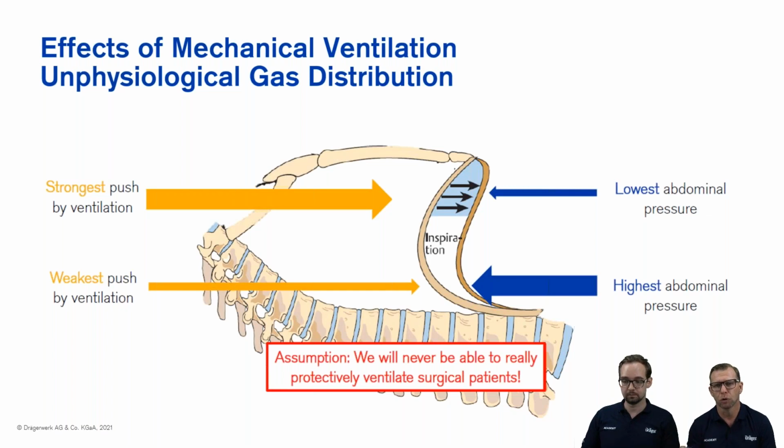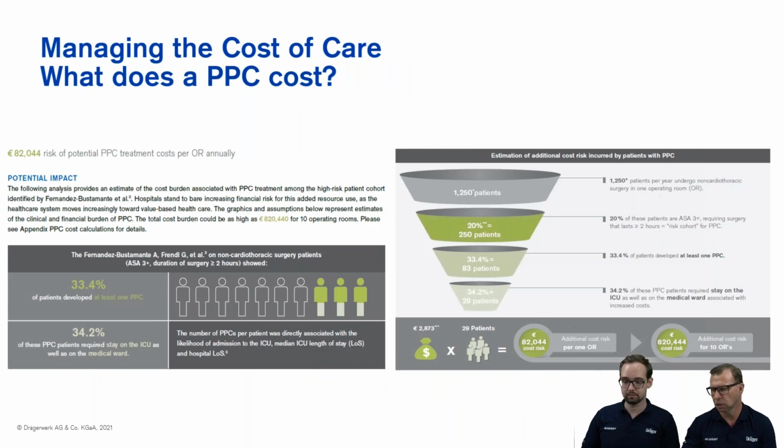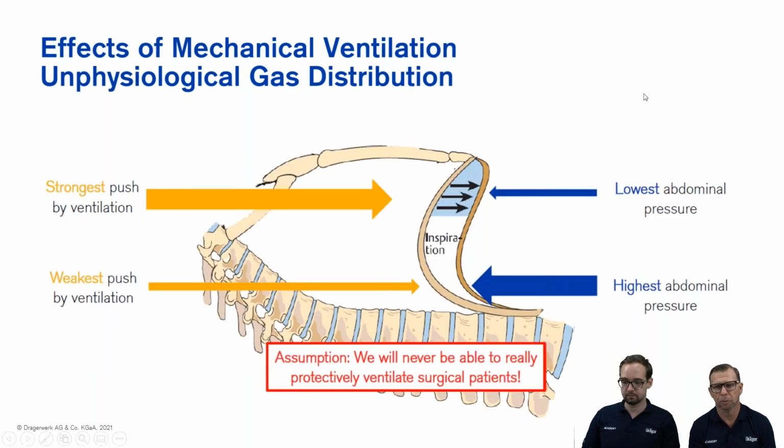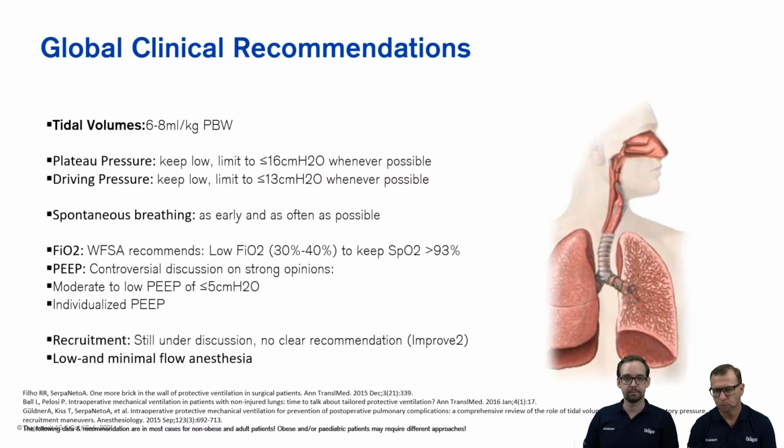Christian's already gone through the effects of mechanical ventilation. We know that by sedating, paralysing, and having a patient lie flat on their back on the operating table, it's going to cause some potential for both atelectasis and, of course, also potentially barotrauma if we don't get our settings right for the individual patients.